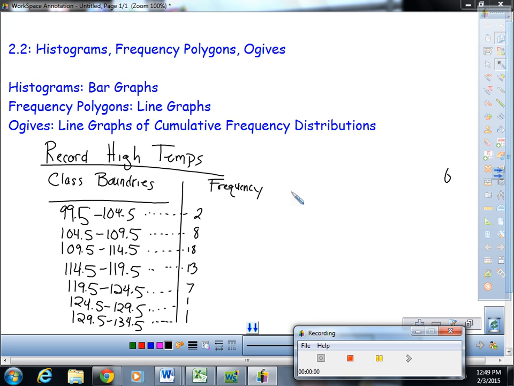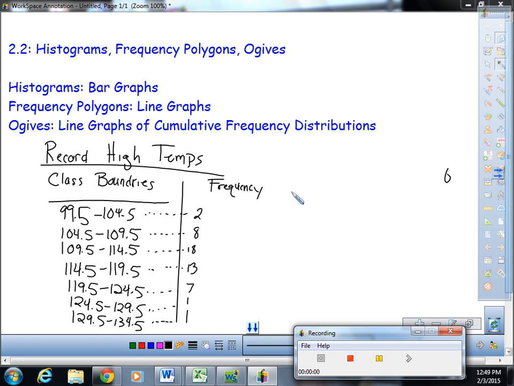Today we're learning about histograms, frequency polygons, and ogives. We have some of you making up your tests today, so we're going to put this on our Blackboard site just to clue you in on what you missed. Think of a histogram as a simple bar graph. That's all it is. Think of a frequency polygon as just a line graph, because that's all it is.